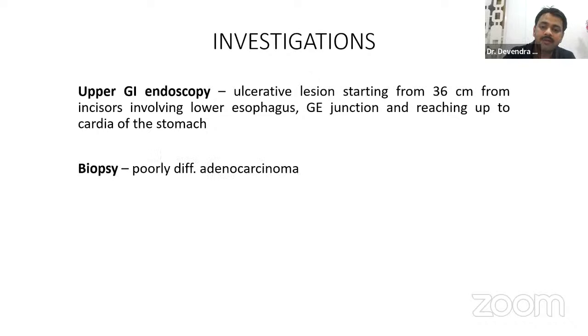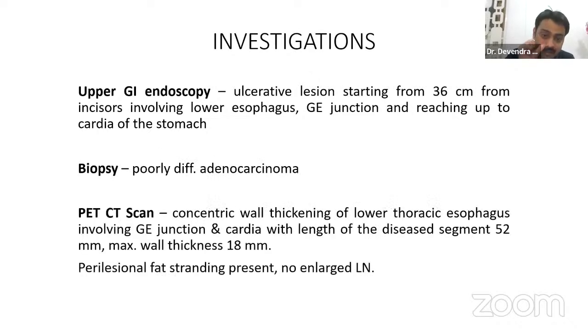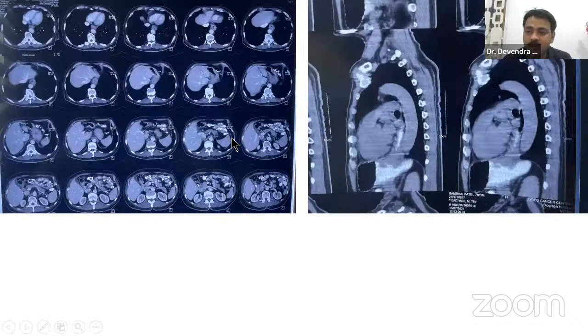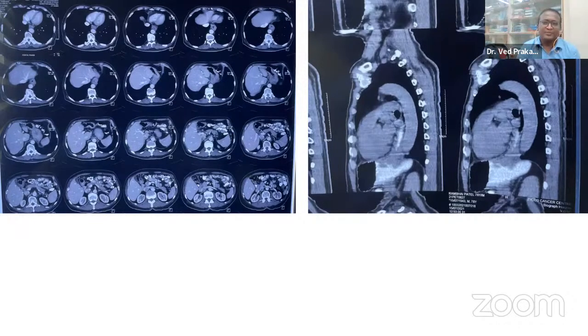This is the biopsy, poorly differentiated adenocarcinoma, and the PET CT scan is saying, I'm not able to see, 52 by 18 mm without any lymph node. So quick comment, what is the stage, what is the Siewert type? Dr. Ved, Dr. Koteswar Rao. Sir, it is Siewert type 1 adenocarcinoma. Fine. And what about stage? Stage, sir, looking at the imaging, T3N0, M0, MX.